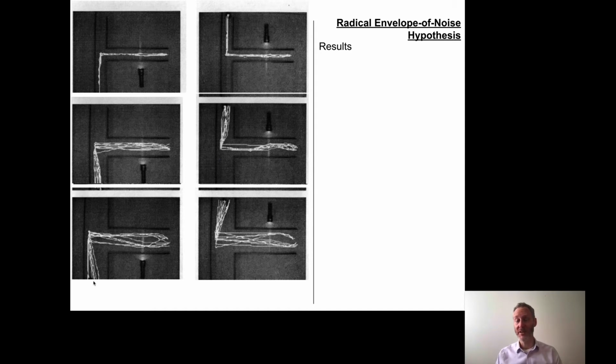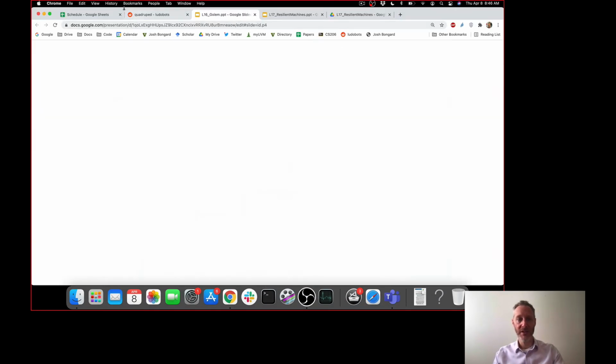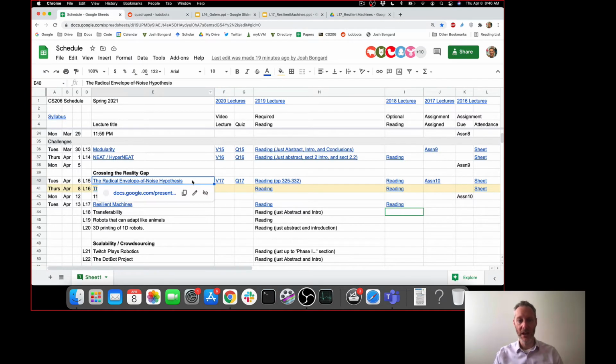This was the first demonstration of training a neural network in a simulated robot, taking that evolved controller and dropping it into the physical robot and having some success. This was a very exciting result back in the 90s. Okay, so that concludes the first attempt to cross the reality gap.